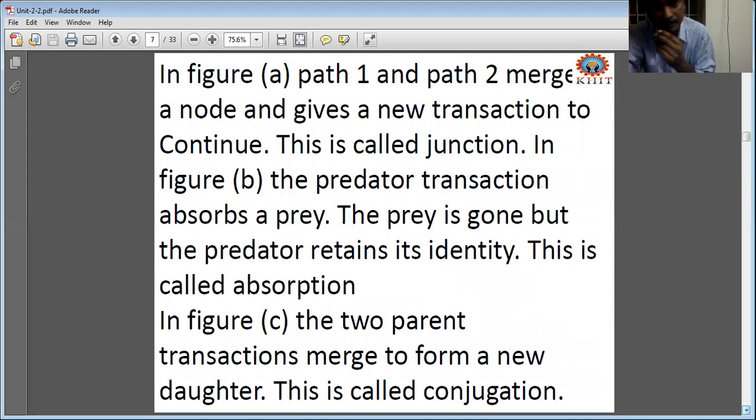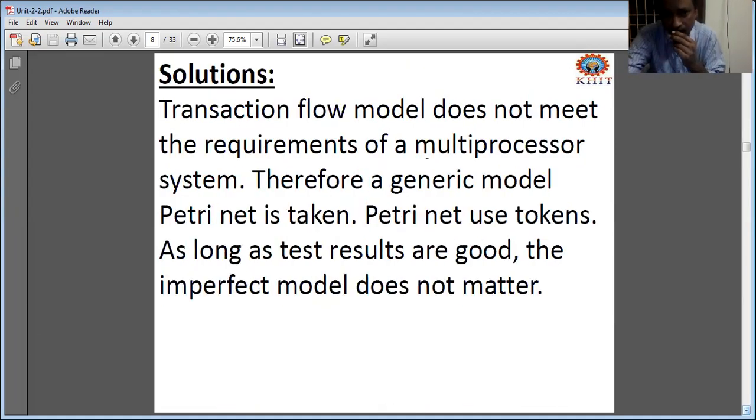This one is complicated. In figure A, path 1 and path 2 merge at a node and give a new transaction to continue. Okay, this is called junction. In figure B, the predator transaction absorbs a prey. The prey is gone, but the predator retains its identity. This is called absorption. In figure C, the two parent transactions merge to form a new daughter. This is called conjugation.